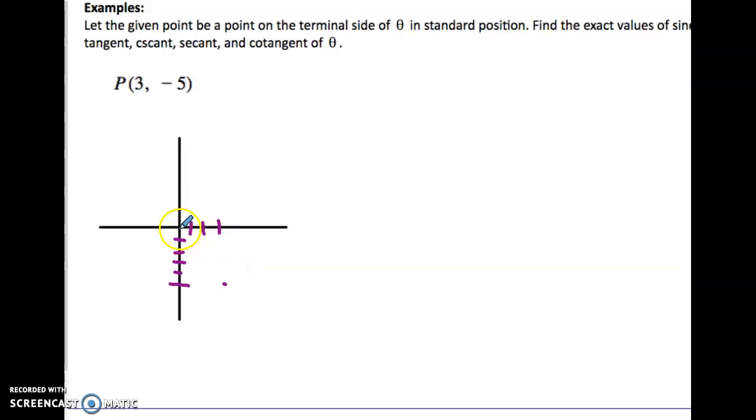If I draw the line that goes through that point, I end up with that line right there. And the reference angle, remember, it goes from the x-axis down. So the reference angle is right here, and we're going to call that theta. And then we go ahead and draw in the right triangle that is associated with that. This side of the triangle is 3 units. This side of the triangle is 5 units.